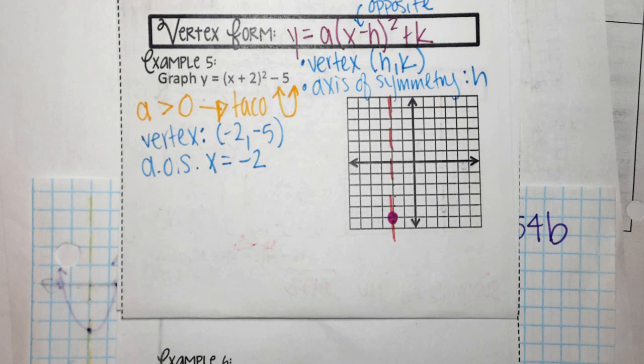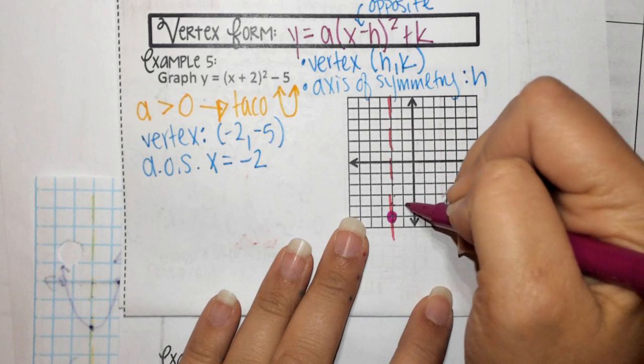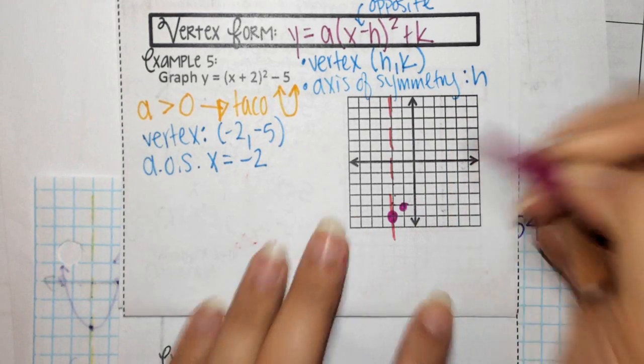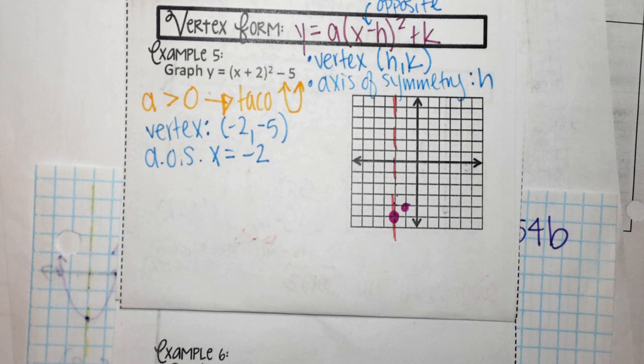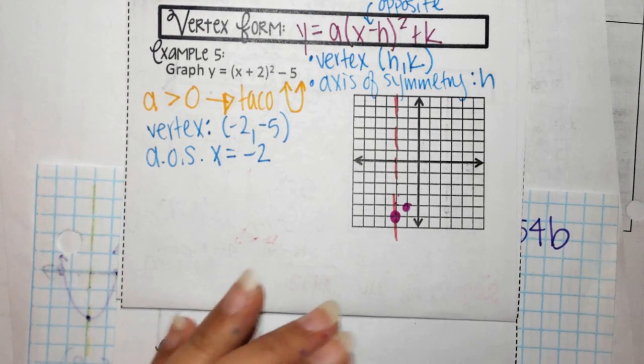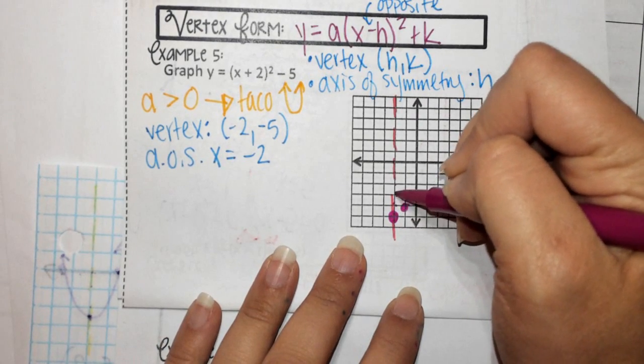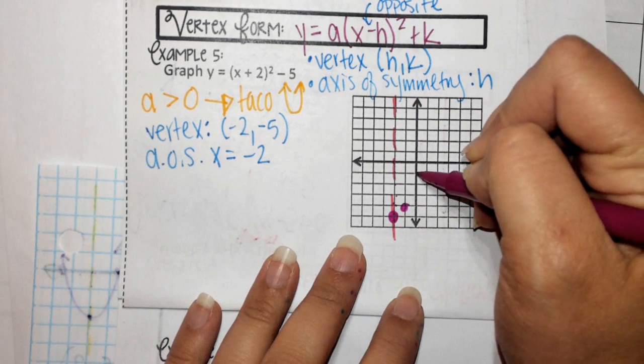Okay, now the next thing you do is, now we need more points, right? Okay, I'm going to show you how to get the next 3 points without using any numbers. Are you ready? You go up 1, right 1. Up one, right one. Then you go up 4, right 2.